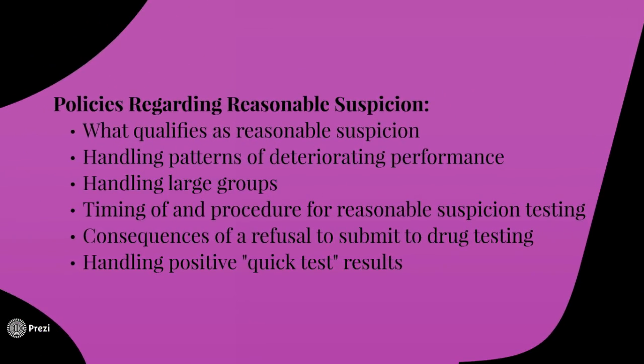Specific policies regarding reasonable suspicion that your facility should address are what qualifies as reasonable suspicion, including how anonymous reports and patient complaints will be handled, handling patterns of deteriorating performance, handling large groups, for example, significant discrepancies on a clinical unit, timing of and procedures for reasonable suspicion testing, consequences of a refusal to submit to drug testing, and handling positive quick test results, including whether those with positive results will be allowed to drive home.